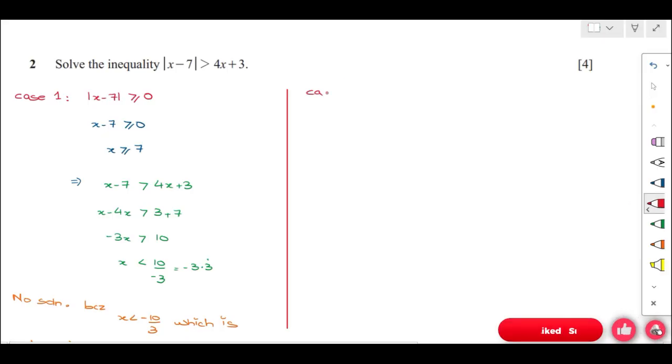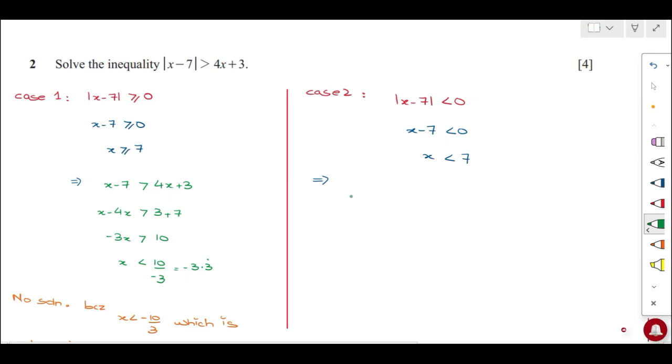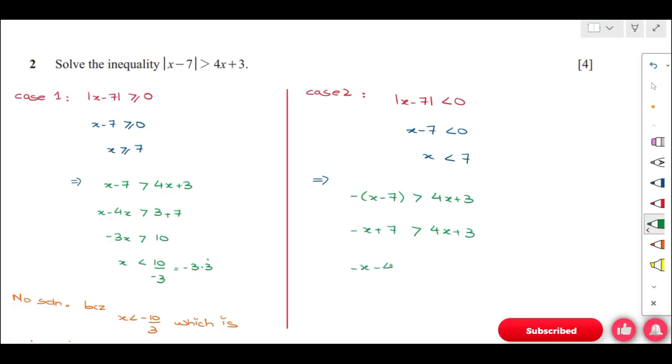Let's study case 2. So in case 2, we have to assume that this absolute function should be less than 0, or x minus 7 should be less than 0, or x should be less than 7. Now the resulting answer should be less than 7, right? Now let's see the resulting answer is less than 7 or not. Okay, so this means minus of x minus 7 is greater than 4x plus 3. Okay, minus x plus 7 is greater than 4x plus 3. We have minus x minus 4x is greater than 3 minus 7.